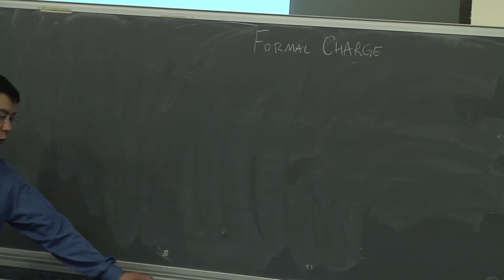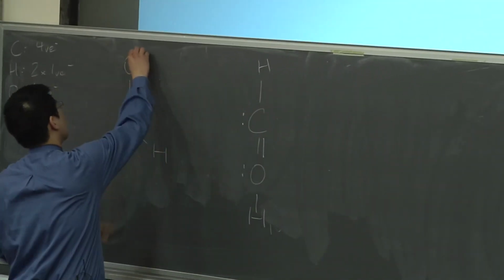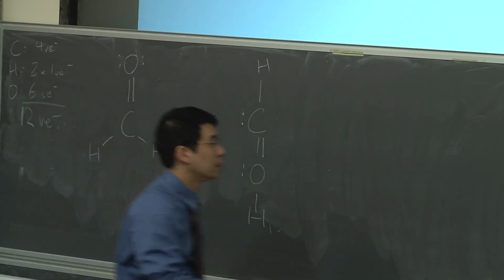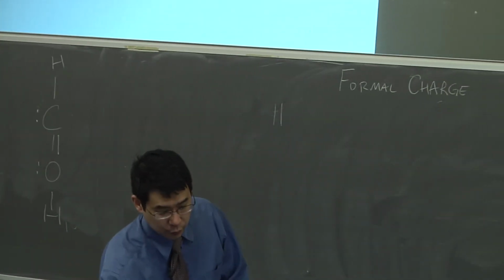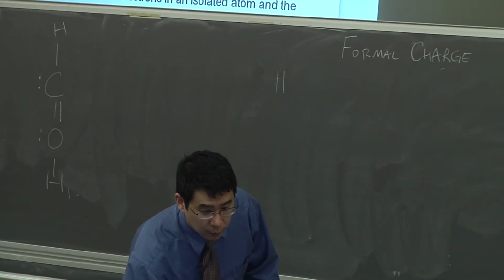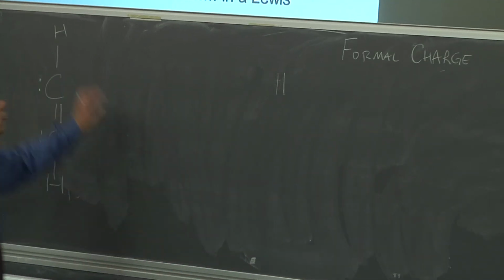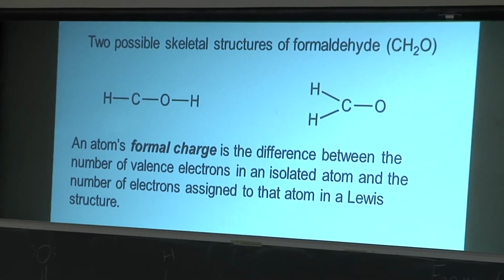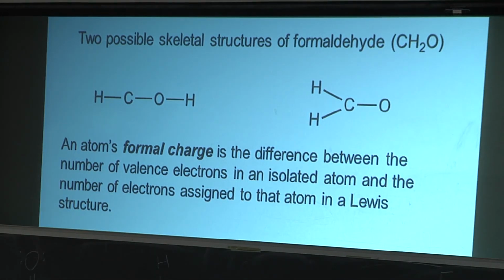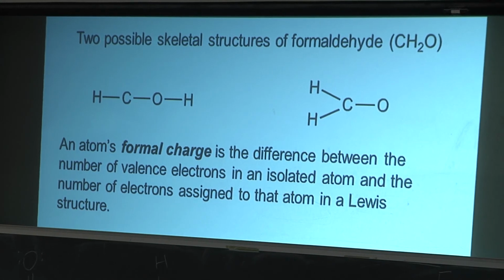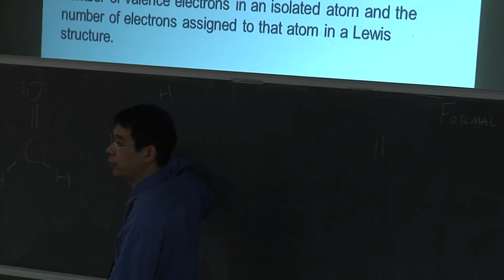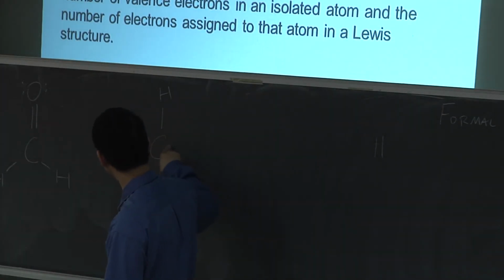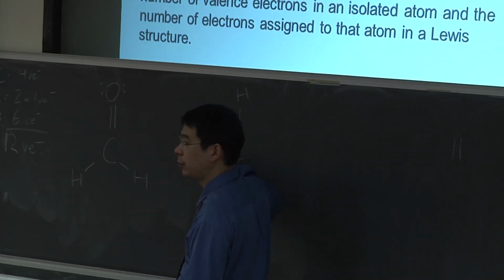Let's go to the slide. Just do what the slide says. Formal charge is the difference between the number of valence electrons in the isolated atom, that means the atom unbonded, and the number of electrons assigned to that atom in a Lewis structure. The electrons assigned to the atom in the Lewis structure are as follows. Each non-bonding electron counts as one electron for that atom. So for carbon, there are two from the non-bonding electrons.